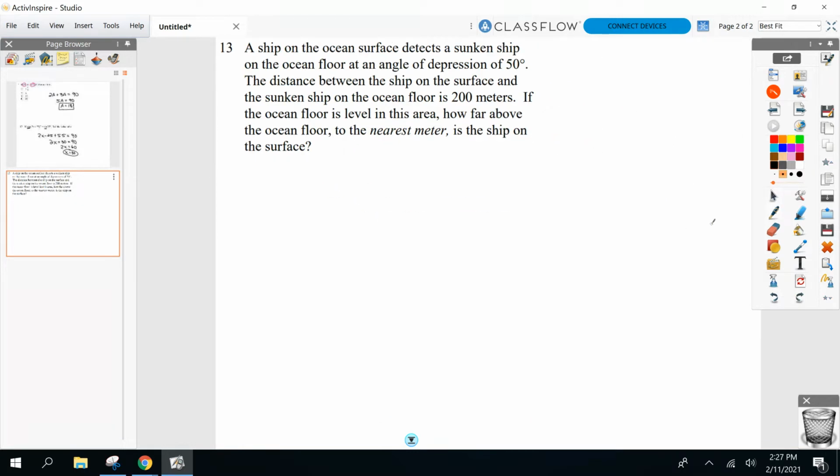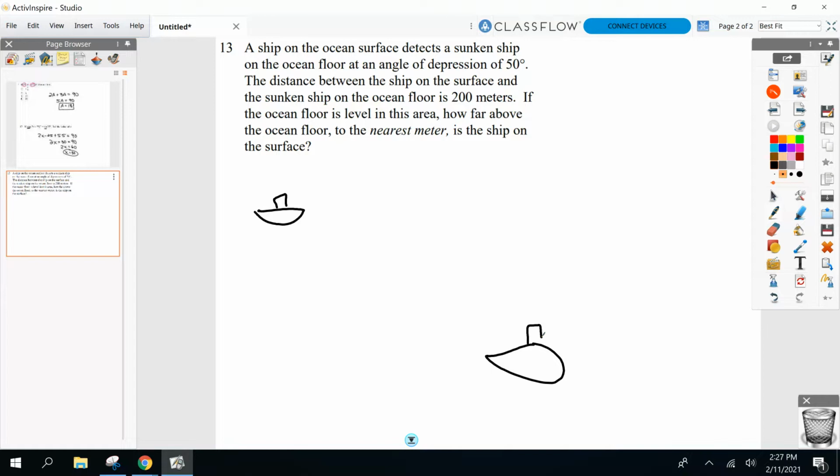All right, so this is one where we have to draw our own picture. A ship on the ocean surface detects a sunken ship on the ocean floor. So I got a ship on top and a ship on the bottom. I don't need to make this too crazy here. There's my one on top, and there's my one on the bottom.